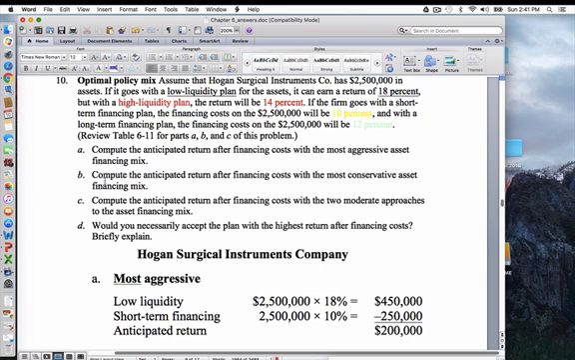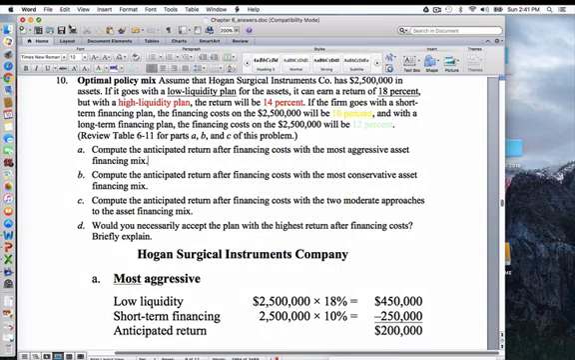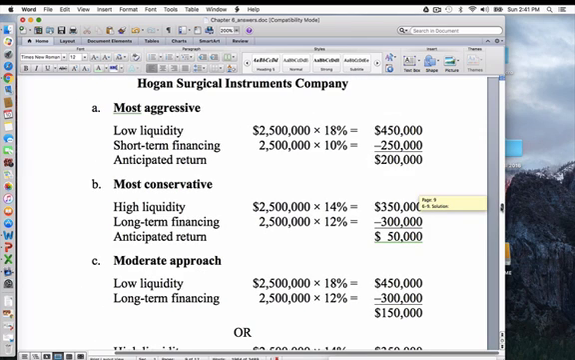Then for B, compute the anticipated return with the most conservative plan. The most conservative plan says I'm going to go with long-term financing, locking the interest rate instead of having it variable. And I'm going to go for high liquidity, low return. So that's going to be my B. High liquidity, low return. You see my low return is 14%, which is lower than 18. And then with long-term financing I borrow money at 12% rather than 10, but it's locked in. So I'm going to end up with less money that I make, the most conservative.